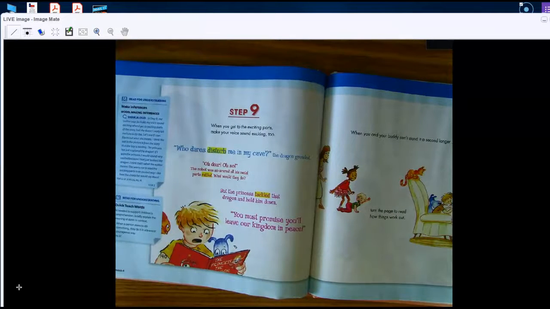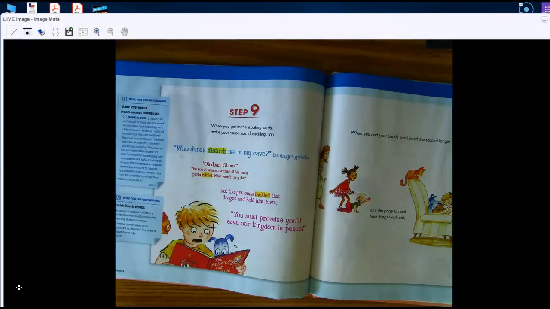Step 9. When you get to the exciting parts, make your voice sound exciting too. Who dares disturb me in my cave? The dragon growled. Instead of saying, who dares disturb me in my cave, be exciting. Oh dear, oh no, the robot was so scared all his metal parts rattled. What would they do? But the princess tackled that dragon and held him down. You must promise you'll leave our kingdom in peace. So not a boring voice, an exciting voice.